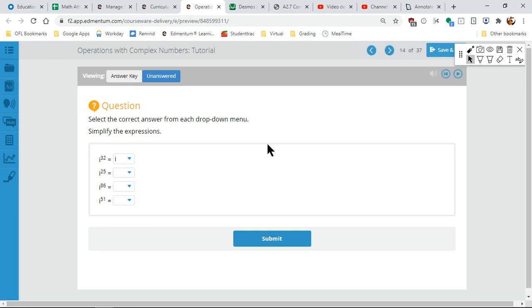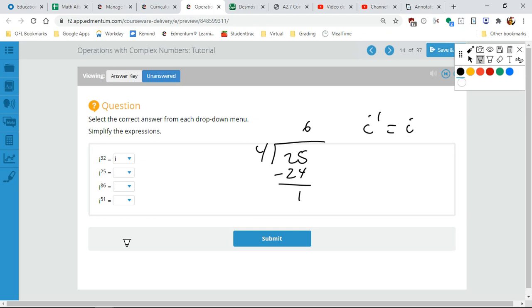I to the 25th. Well, if we do 4 going into 25, I would try 6, and I get a remainder of 1. What's i to the 1? Just i. So I'm just going to say this is i.